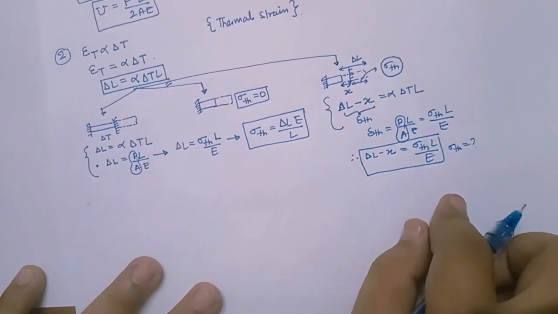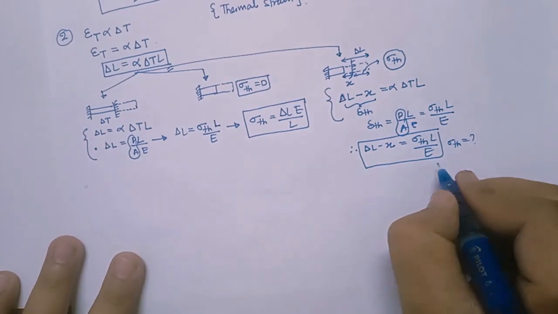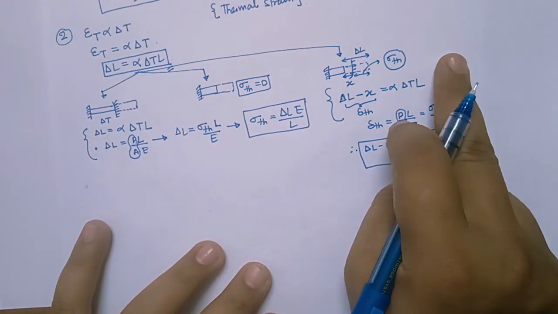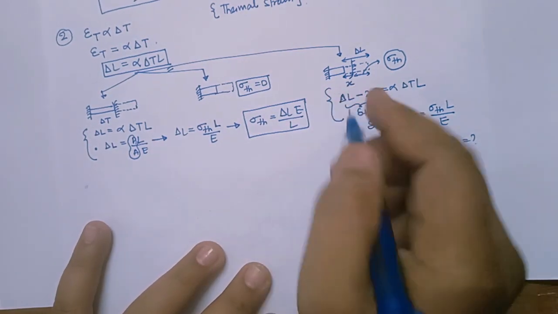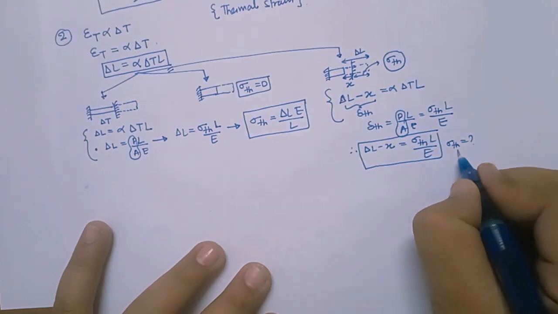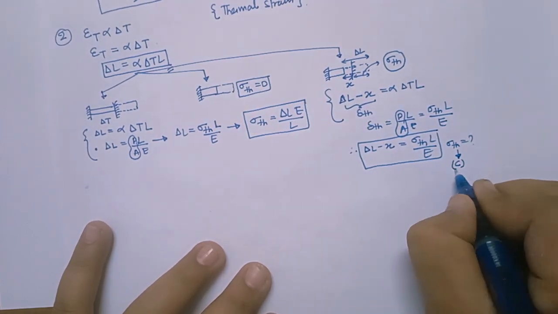Clear? Now let us move further. And remember one more thing: due to temperature rise, this body wants to go in this direction, but this support will apply a compressive stress. So this stress which is coming will be compressive in nature.